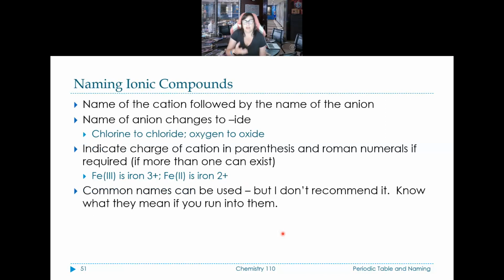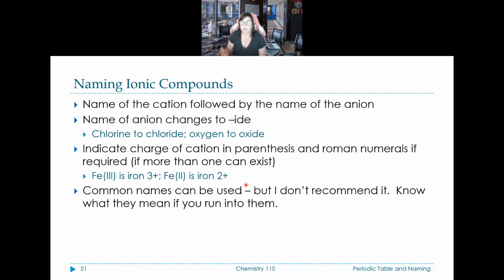When we name ionic compounds, we give the name of the cation, so the positive charge is the metal, followed by the name of the anion, okay, so the negative charge, the non-metal. We change the name of the anion to be IDE, so if it's chlorine, it goes to chloride. If it's oxygen, it goes to oxide. We indicate the charge on the cation in parentheses and Roman numerals if required. So if I can have more than one charge, then I need to indicate that. All right, that's how we do that. So Fe is going to be Fe3 if iron is 3 plus, and Fe2 if iron is 2 plus.